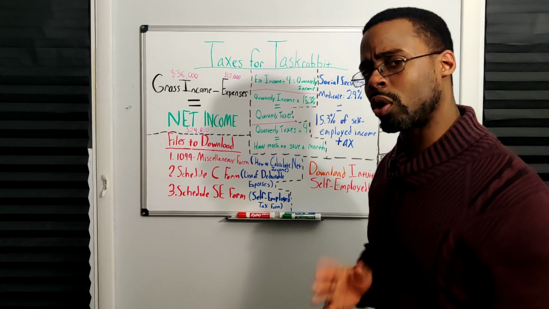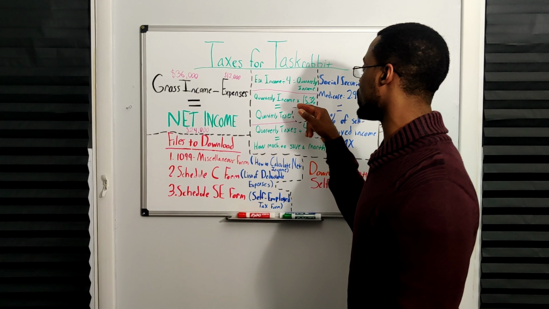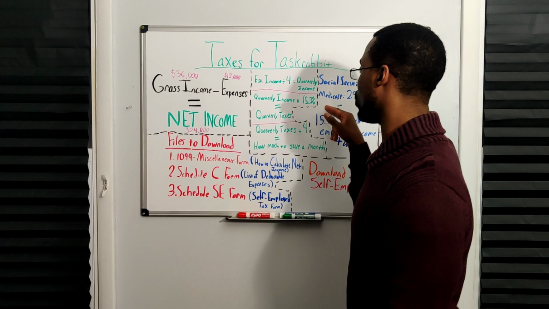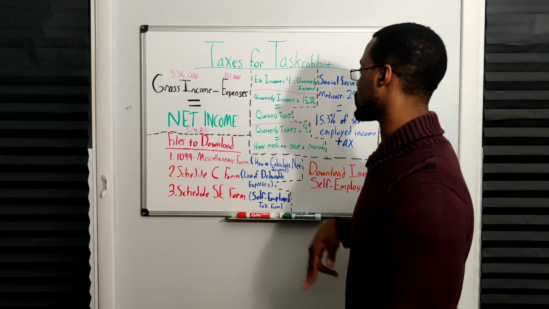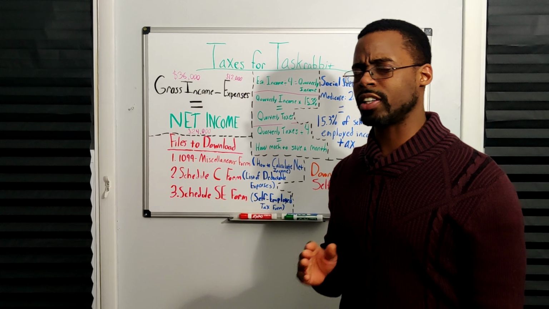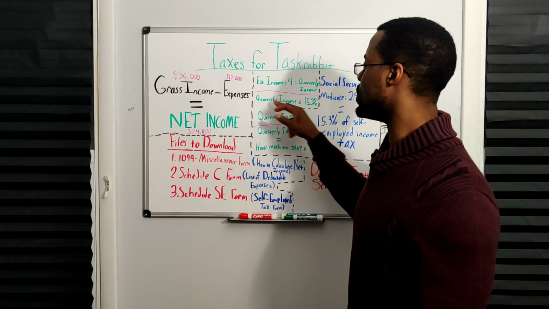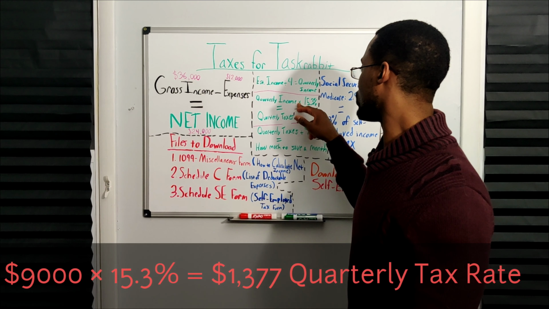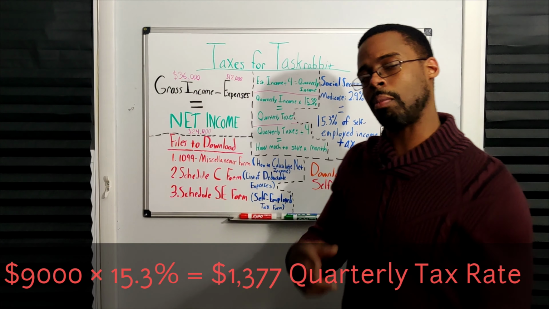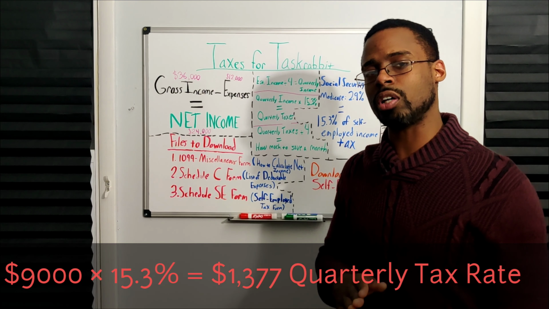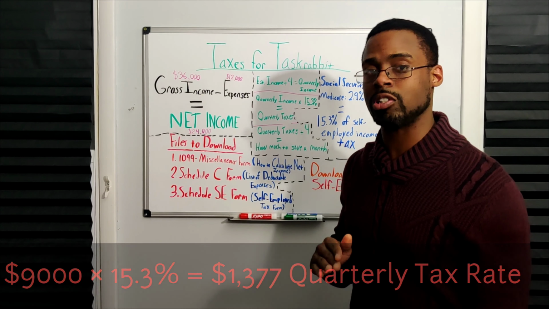Once you have your quarterly income, then you're going to times that quarterly income by 15.3%, which will end up being your quarterly taxes. So considering the example I used, my quarterly income would be $9,000. You times that by 15.3%, then you come up with $1,377 for the year that you must save in taxes.